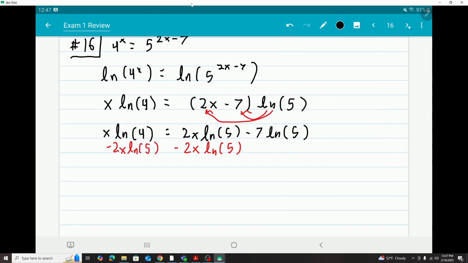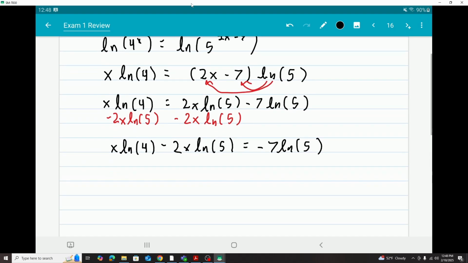and get x natural log of 4 minus 2x natural log of 5 is equal to minus 7 natural log 5. So we've just added that minus 2x log 5 to both sides there. And now everything on the left side has an x in it. So I can say this is equal to x times the natural log of 4 minus 2 times the natural log of 5. That's equal to minus 7 times the natural log of 5.